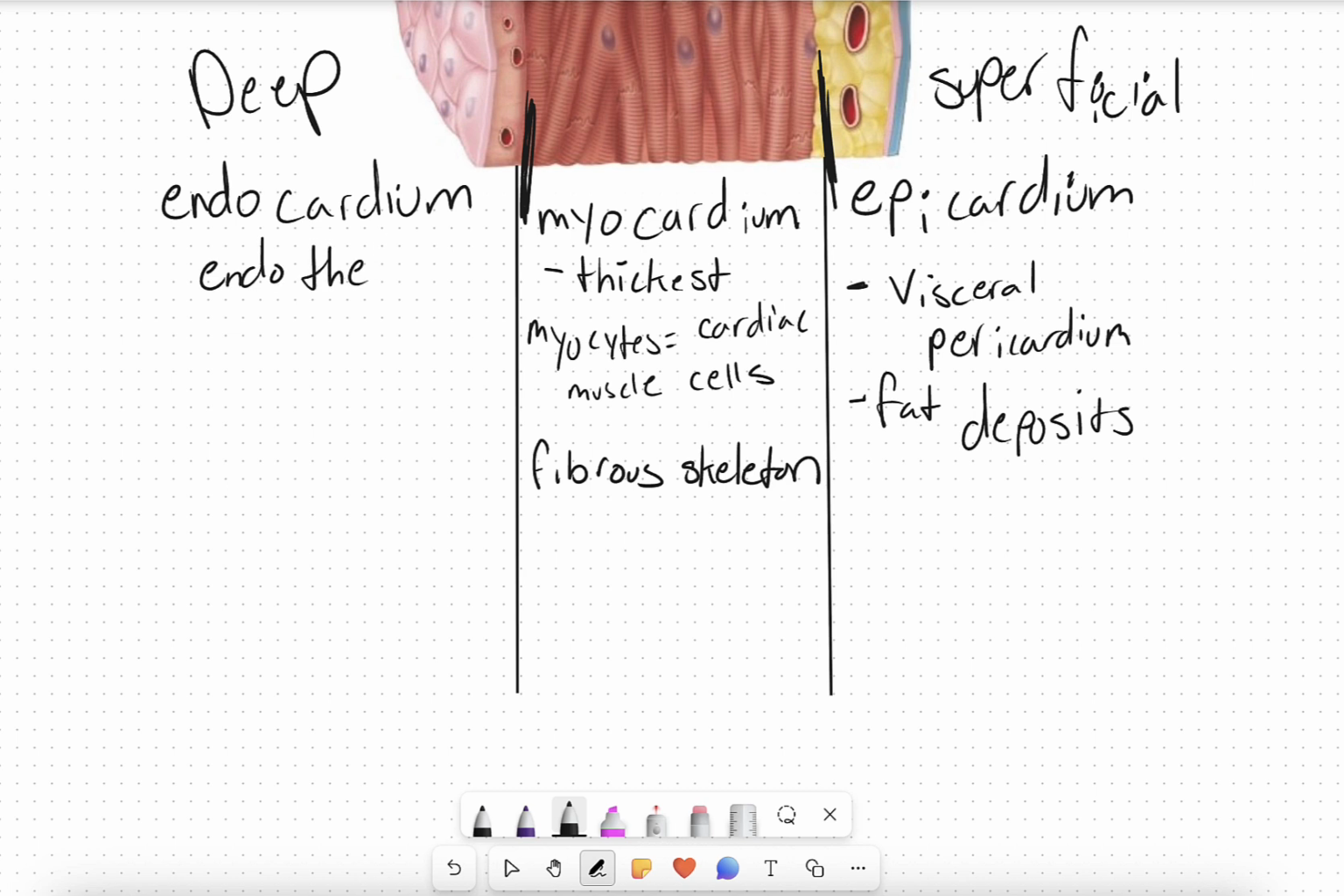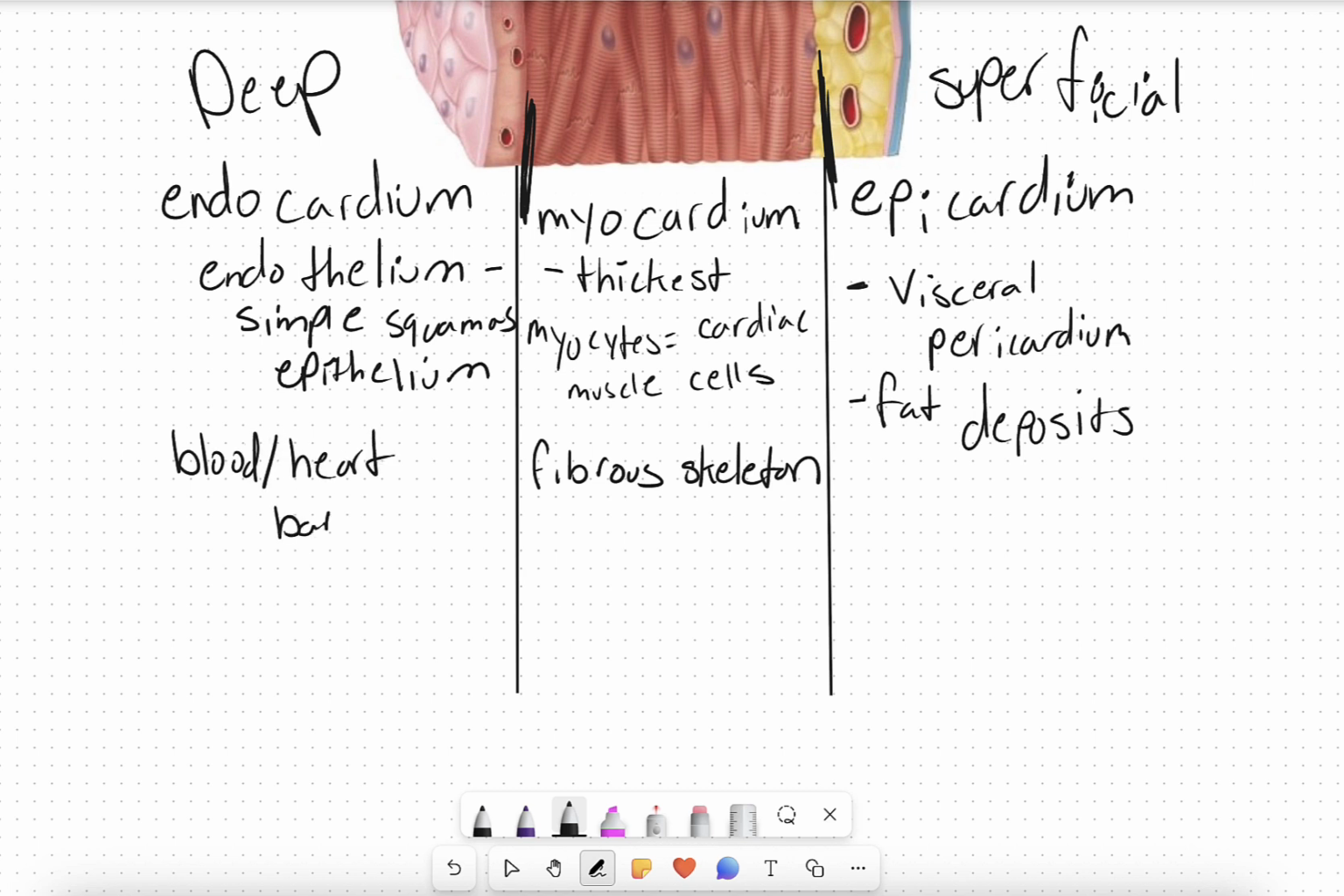And the deepest portion of the heart wall is a thin endothelium, which is a simple squamous epithelium. And this is actually continuous with the epithelium that lines the vessels as we move throughout the circulatory system. And the endocardium creates what is called a blood-heart barrier. This is similar to the blood-brain barrier in that it is dividing the actual blood that's in the heart chambers from the heart tissue that makes up the muscular heart wall.